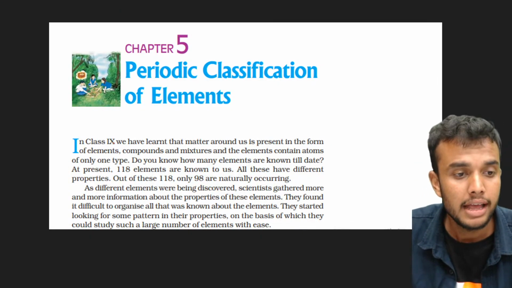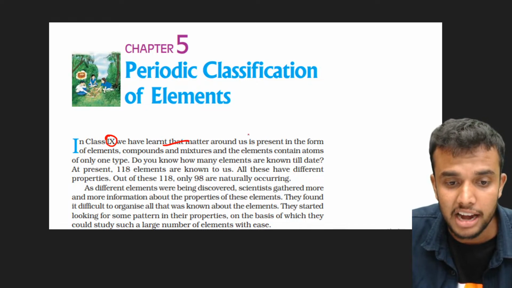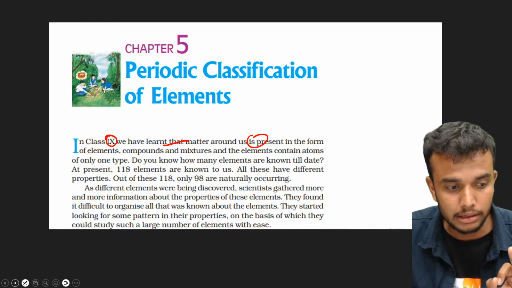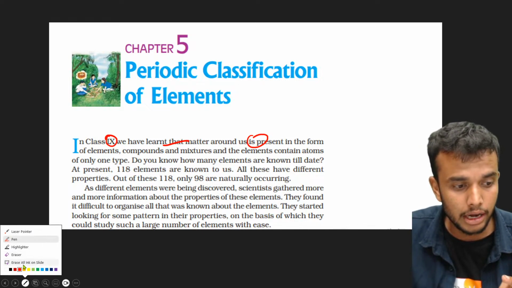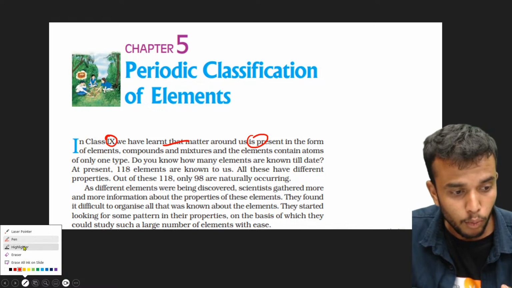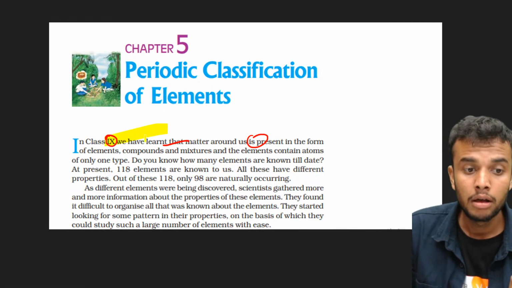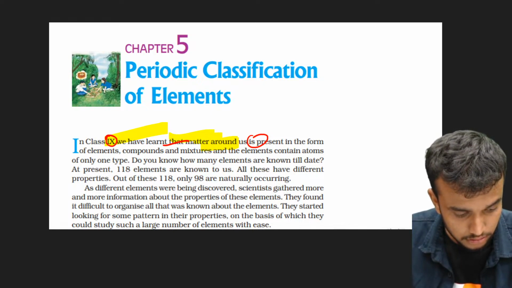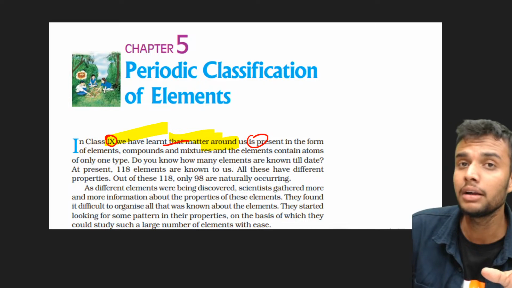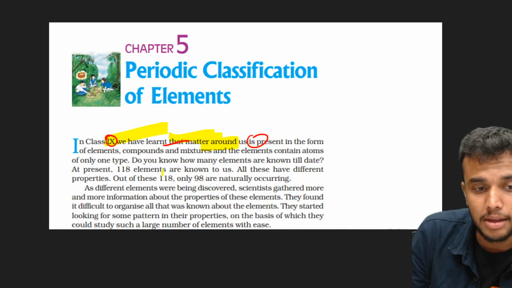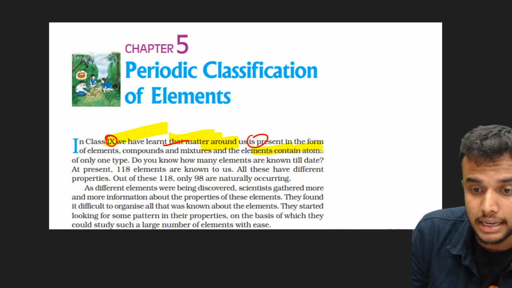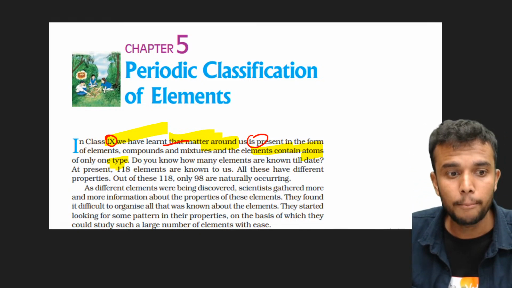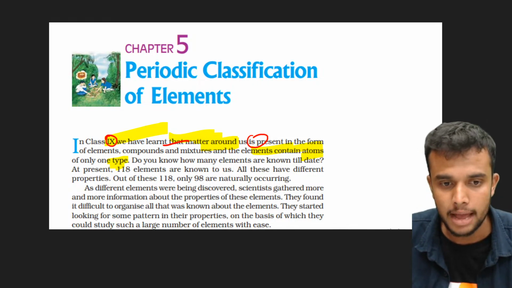We already know, right? In class 9th, we have learned that matter around us is present in the form of elements, right, my dear students? In unit 3 and unit 4, what we learn, students, is that matter is pure or made up of elements, compounds and mixtures. Elements contain atoms of only one type.